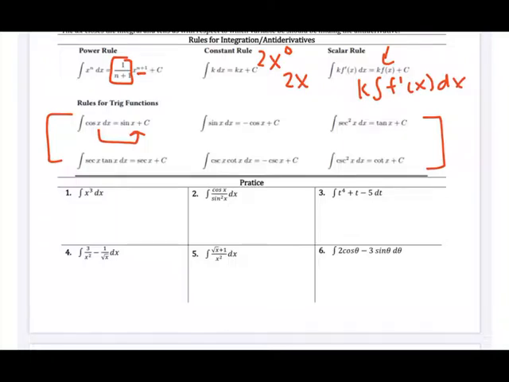So number 1, I'm going to use the power rule. I'm going to increase the power of this exponent by 1. That's going to give me x to the 4th. And then I'm also going to divide by that power. Don't forget your plus c.